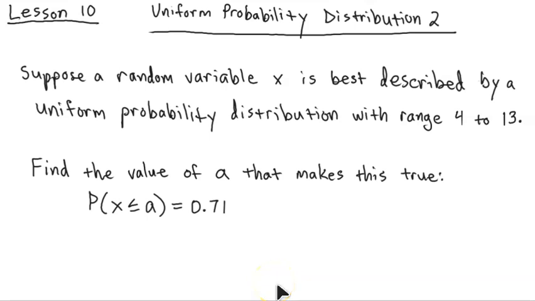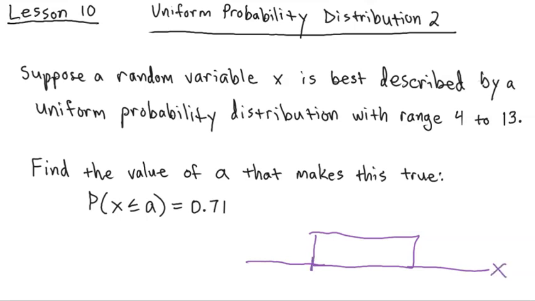All right, so what we're going to do now is approach a new way of solving a uniform probability distribution problem. Really, it's a different kind of problem. Suppose we have a random variable x that is best described by a uniform probability distribution, and the range of the distribution is from 4 up to 13. We know that this creates a rectangle along the x-axis.